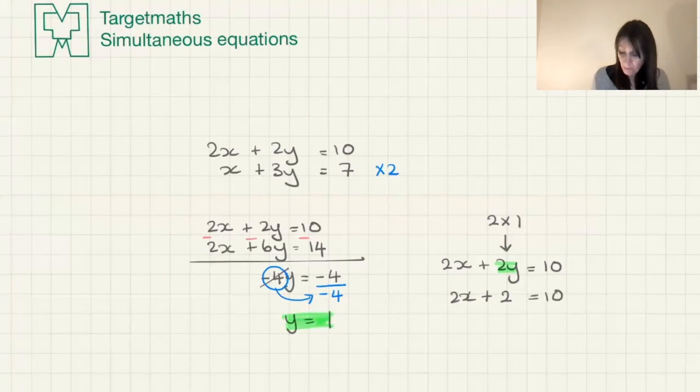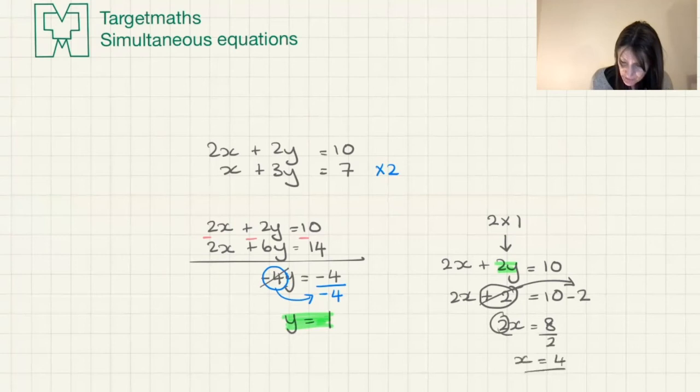I now hop to get x on its own. So I'm going to take away that 2. That leaves me 2x because I've got rid of that. And 10 take 2 is 8. Divide through by 2, and x is equal to 4. And those are my 2 solutions. Y is equal to 1. X is equal to 4. So that is it in a nutshell, without all the extra conversation that we had through example 1.